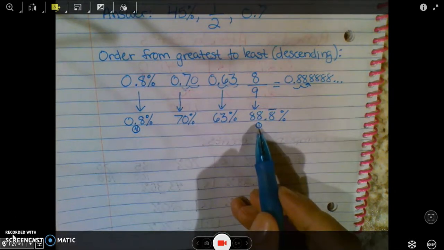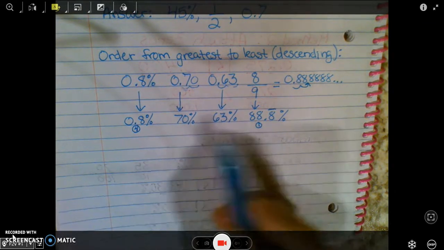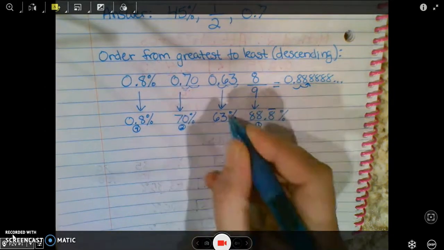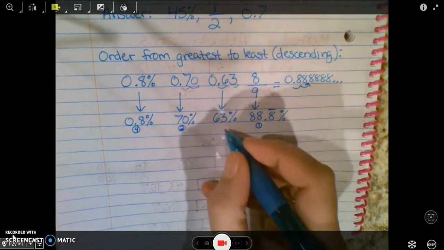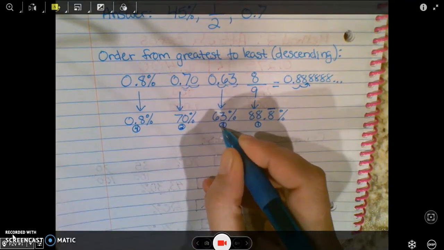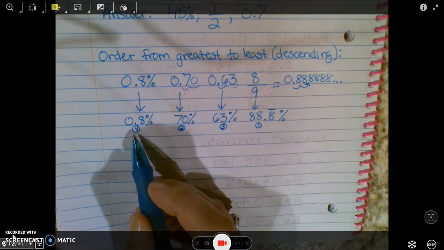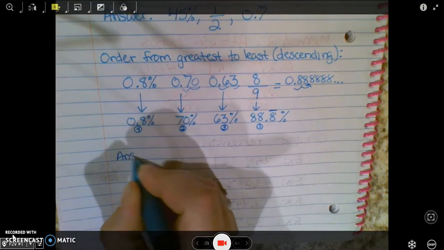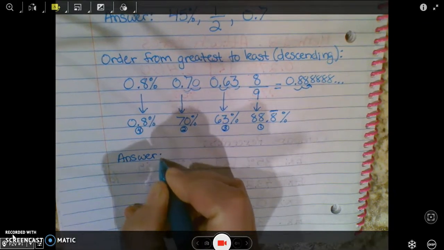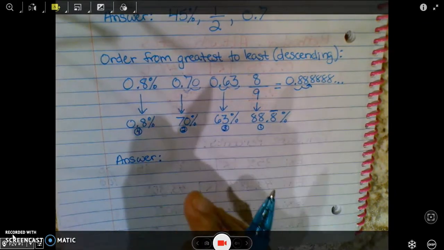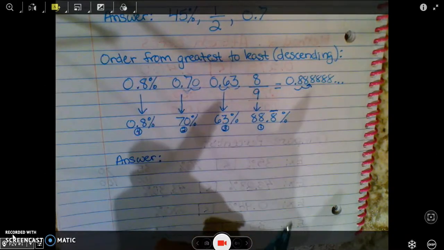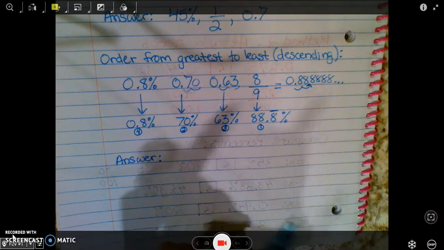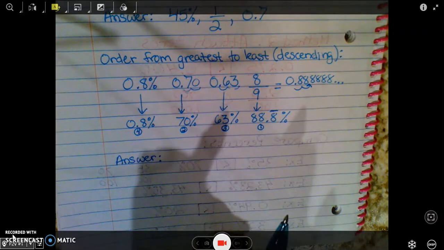But after I list my biggest one of 88.8 repeating percent, next would come 70, going in descending order, followed by the 63%. So that would be the third one I list. And then finally that 0.8%. So now I'm going to write my answer. A lot of times it is easier if you number them first before you try and write everything out where it needs to be in that original form, just so that you have it all laid out before you're not trying to do too many steps in your head, basically.